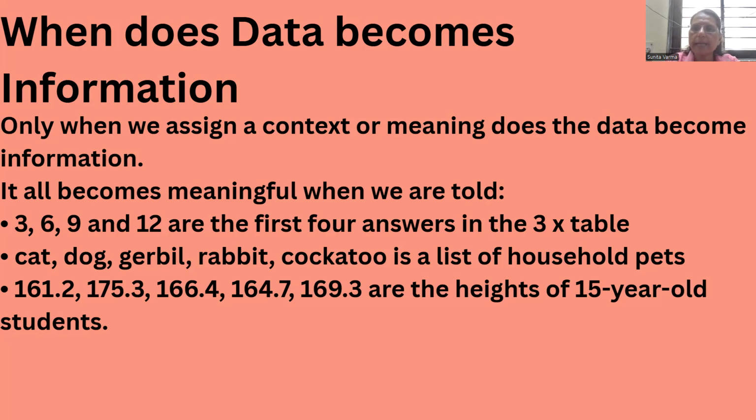Or if we are saying that these are the names of household pets, then it is again giving certain information. These are the names of the animals who are household pets. Or these are heights, meaning some students are there whose heights are these numbers. So now we get the usefulness of this series of numbers or these names of elements when we add the context to this data.